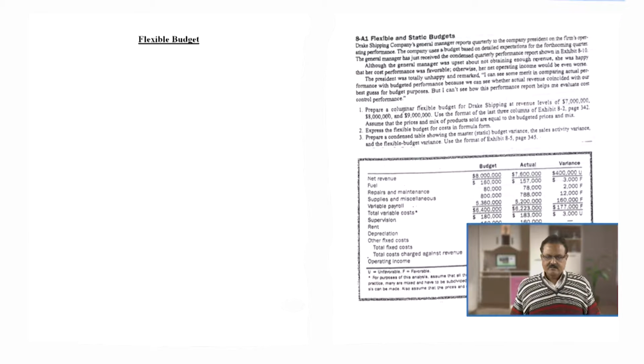Because the operating income at 7.6 million revenue was budgeted at $540,000, but actually it is $396,000. So there is a negative variance of $144,000. Now we will analyze why this variance has occurred, whether it has come up because of the variable expenses or the fixed expenses. That we need to find out.